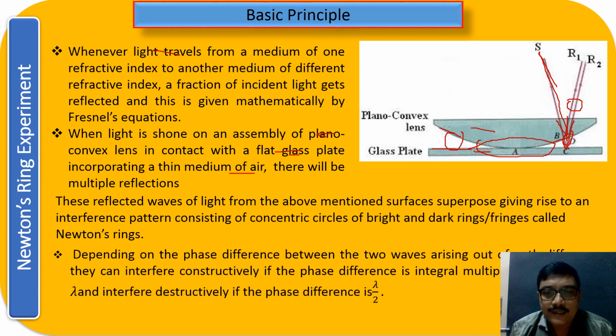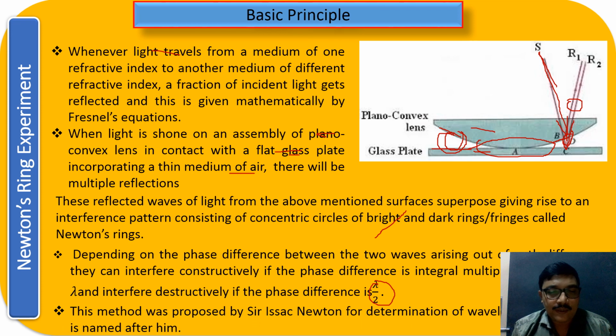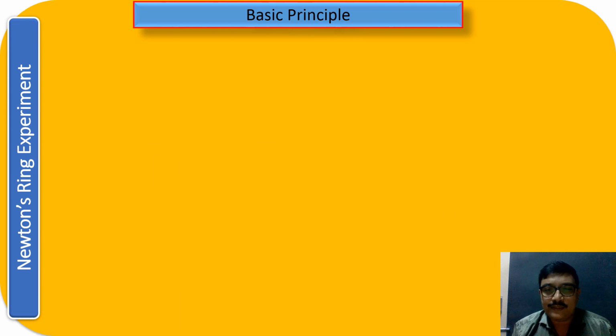So they are named Newton's rings, correct? And I said, if the path difference between these two rays is n lambda, brightness; if the path difference is lambda by 2, darkness. So depending on the path difference, you may get brightness or darkness, right? This method was proposed by Isaac Newton, hence the name Newton's rings. Next, we'll move further.